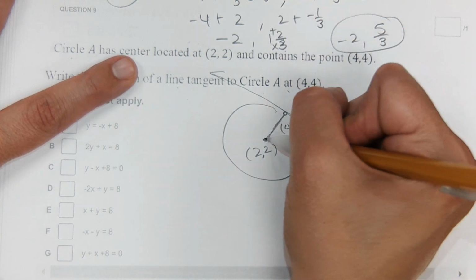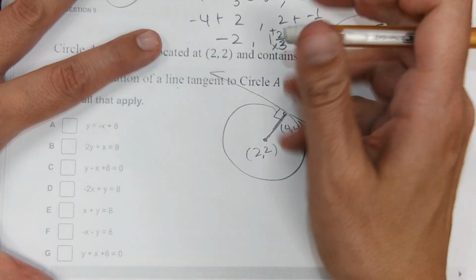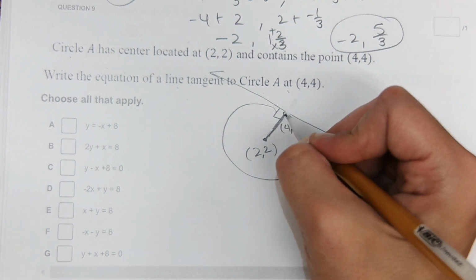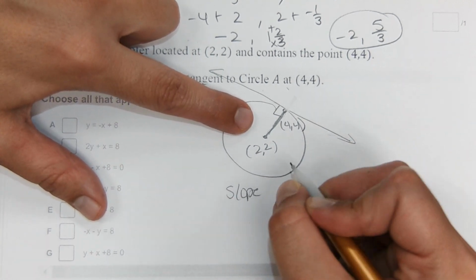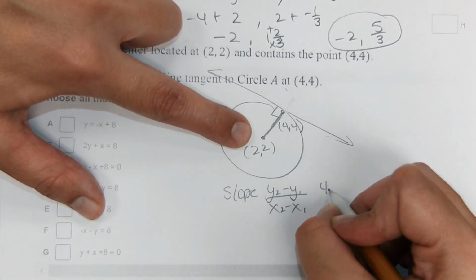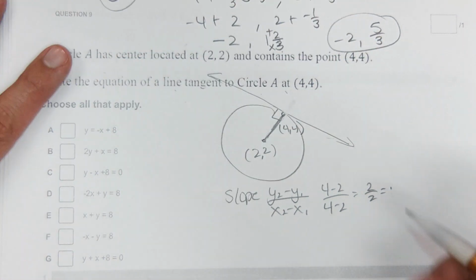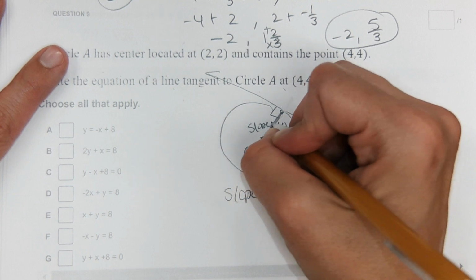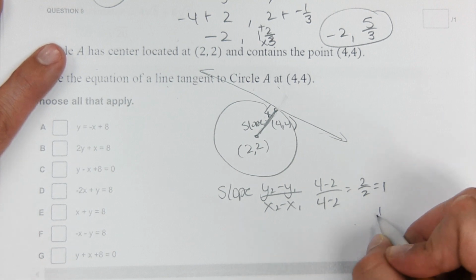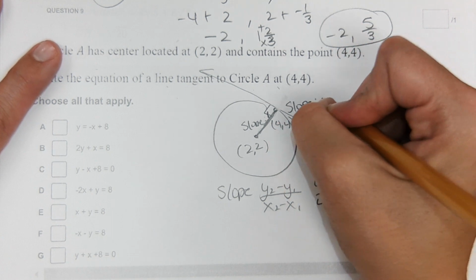So first of all, we need the equation of this line, which would be perpendicular to this. The radius is always perpendicular to the tangent. So let's find the slope of this line. Slope is y2 minus y1 over x2 minus x1. So that would be 4 minus 2 over 4 minus 2, 2 over 2, which is 1. So the slope of this is 1. And for a line perpendicular to it, we need the negative reciprocal. So 1 over 1, the negative reciprocal will be negative 1 over 1. So the slope of this perpendicular line is negative 1.